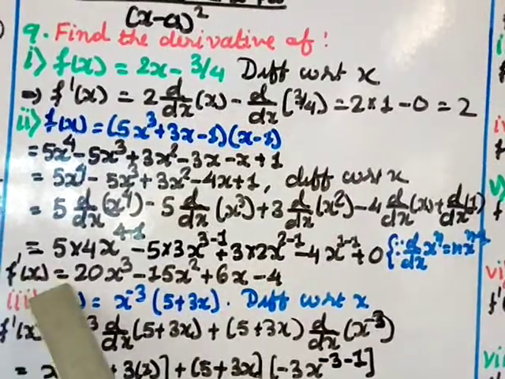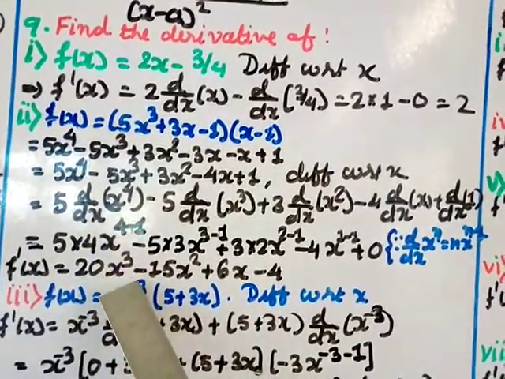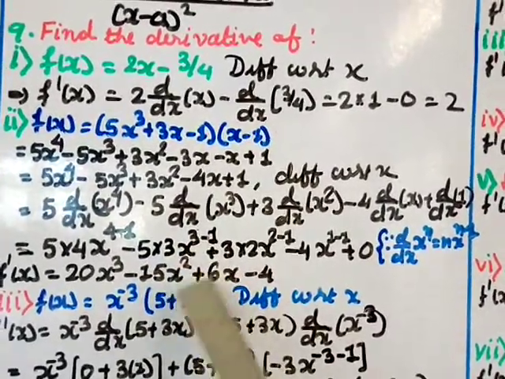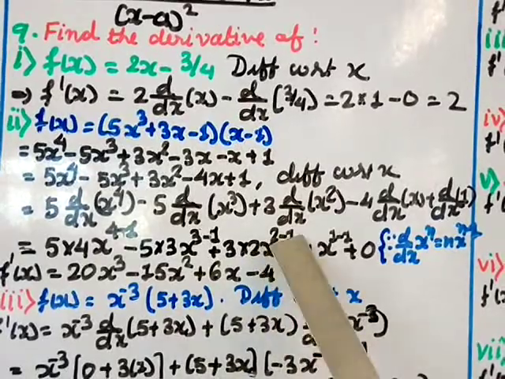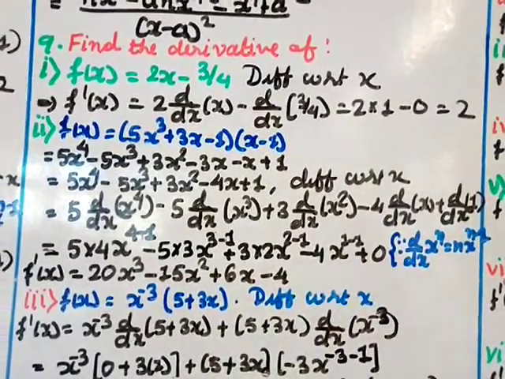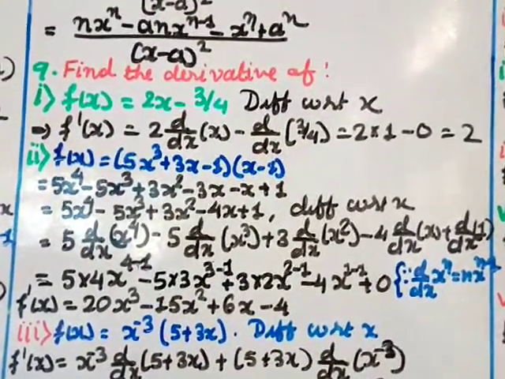So f dash x equal to 5 into 4 is 20, x power 4 minus 1 is 3, minus 5 into 3 is 15, x power 3 minus 1 that is 2, plus 3 into 2 is 6, x power 2 minus 1 that is 1, 1 we do not write, minus 4 x power 0, x power 0 is 1, so it is only 4 here. So that is the solution for Roman number 2 of question number 9.